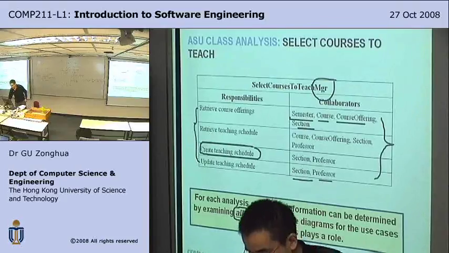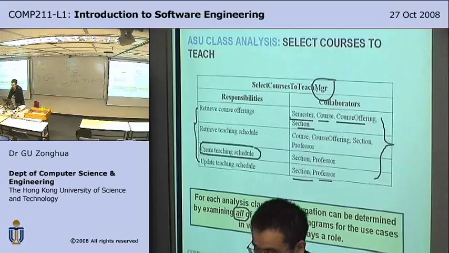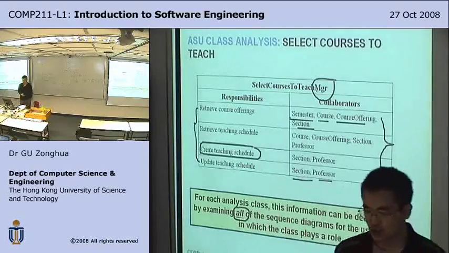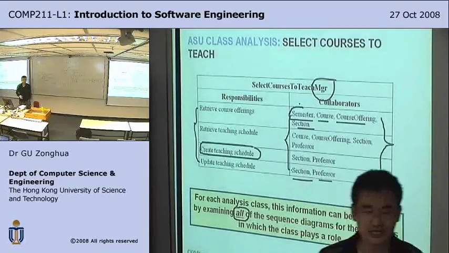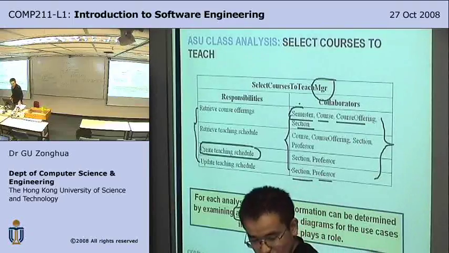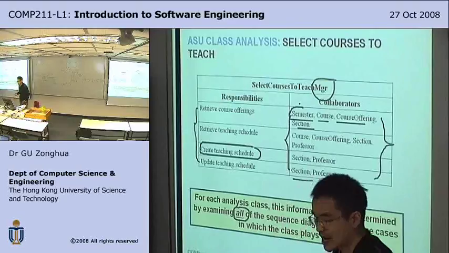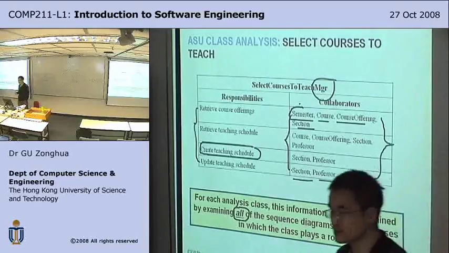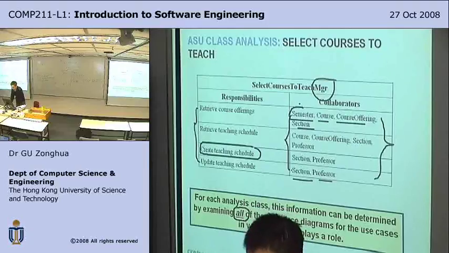And these collaborators obviously turn into associations between this control class and all of these entity classes. As we saw before, this association is one way, from the control class to entity classes. Remember, never have an association from an entity class. Entity classes are supposed to be passive. They always have associations pointing to them, but not from them.